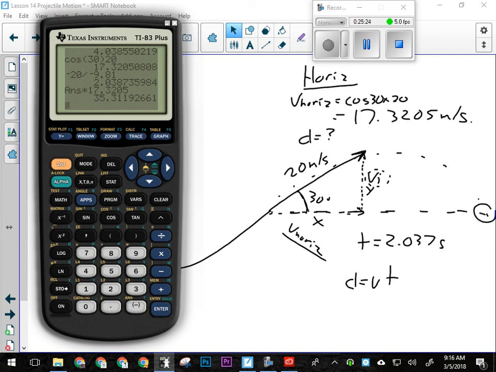Is that a long way to fly through the air? Yeah, it's a long way to fly through the air.